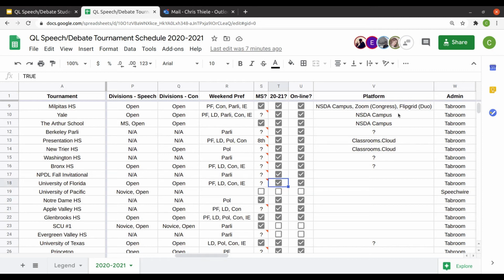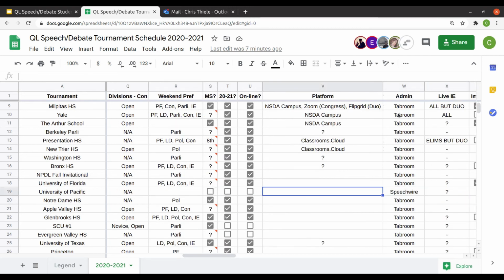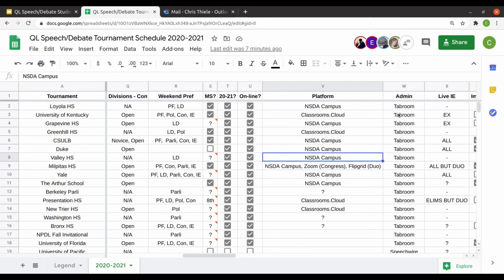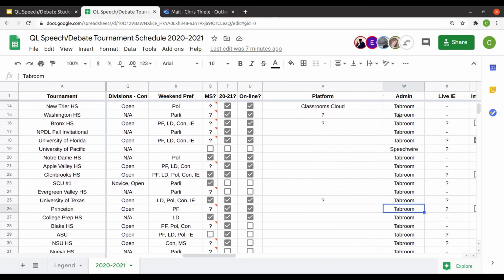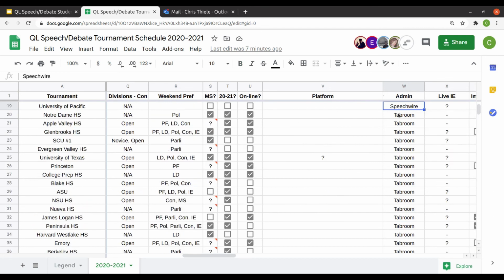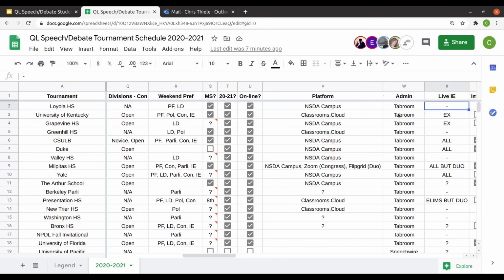And so once they confirm they're online, they will officially be available to sign up for. And so those are things to think about as well. What platform are they going to run it on? As I said, that's generally NSDA Campus or Classrooms.cloud. And so this lets the student know what platform they'll be on. How it's being administrated for ballots and pairings and things like that, as you'll see, Tab Room pretty much has a monopoly at this point.